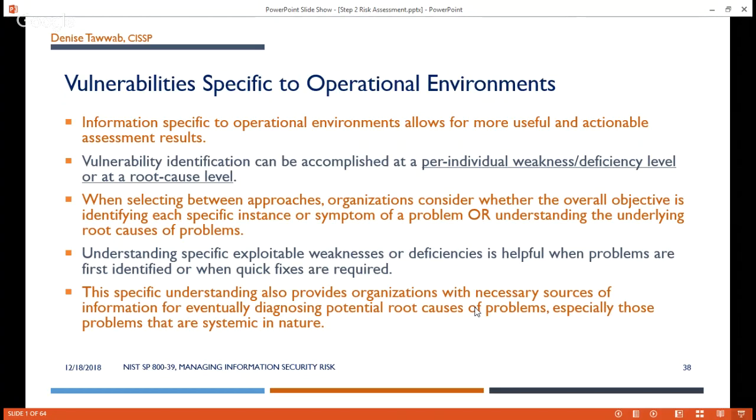Vulnerability identification can be accomplished at a per individual weakness, deficiency level, or at a root cause level. When selecting between approaches, your organization considers whether the overall objective is identifying each specific instance or symptom of a problem, or whether the objective is understanding the underlying root cause of problems. Understanding specific exploitable weaknesses or deficiencies is helpful when problems are first identified or when quick fixes are required. This specific understanding also provides your organization with necessary sources of information for eventually diagnosing potential root causes of problems, especially those problems that are systemic in nature.